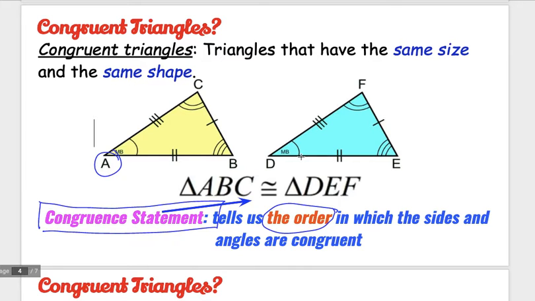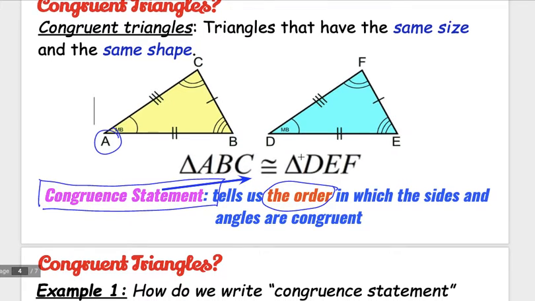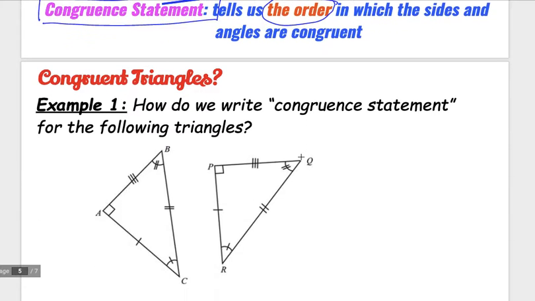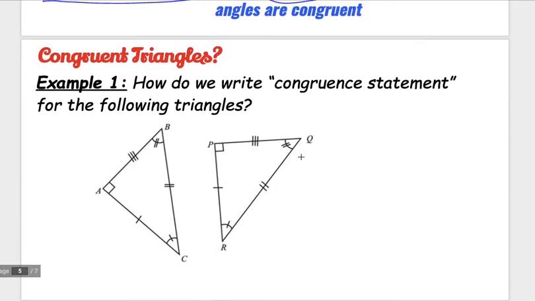For the next 2 examples, I'm going to give you 2 different triangles here, and you are going to try to write down the congruent statement for these 2 triangles. You can pause the video now and check if you can write the congruent statement for this one.